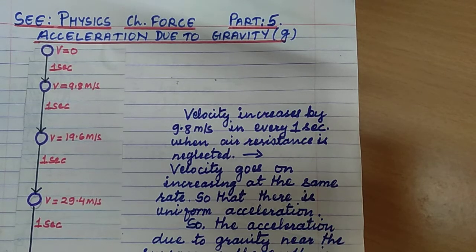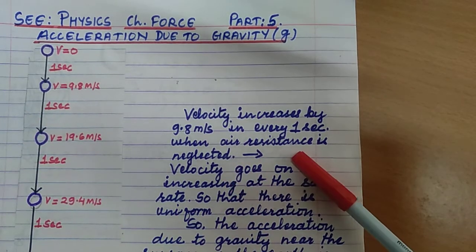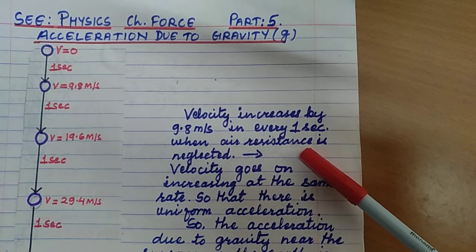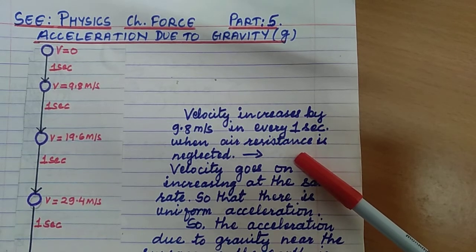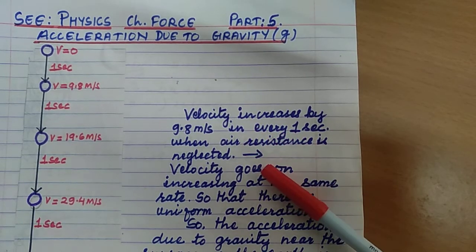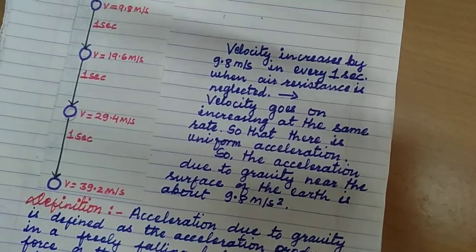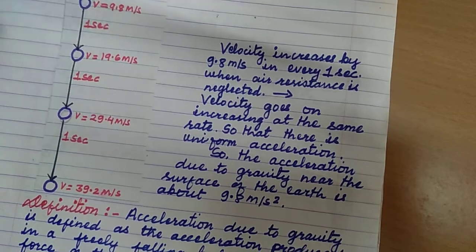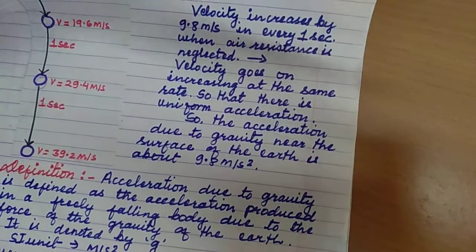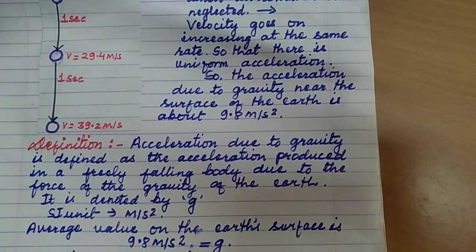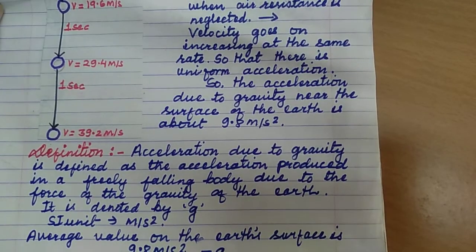When air resistance is neglected, it means we do not consider any disturbance on the way to fall downward. There is no disturbance when the stone is falling downward. Any kind of disturbance or resistance is not considered, not even air resistance. Acceleration due to gravity is defined as the acceleration produced in a freely falling body. Freely falling body means the body falling with full speed.